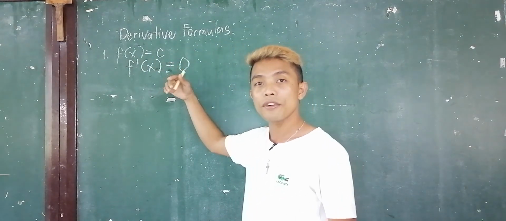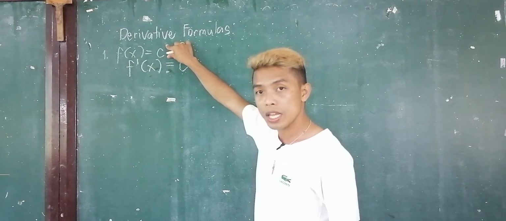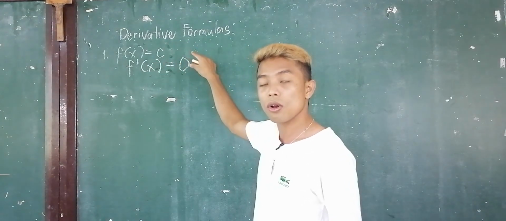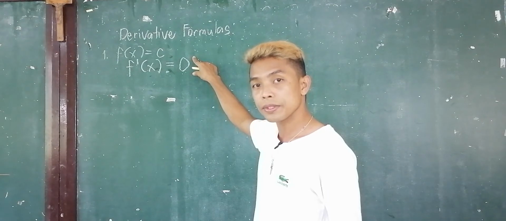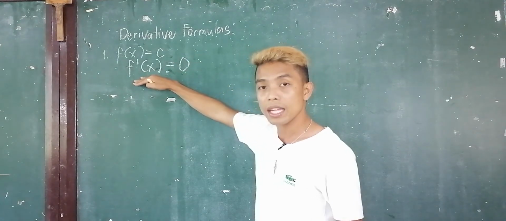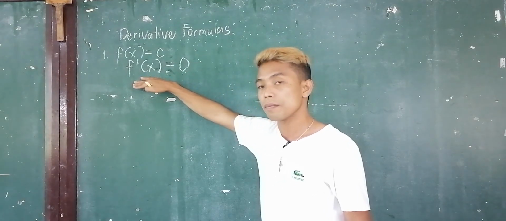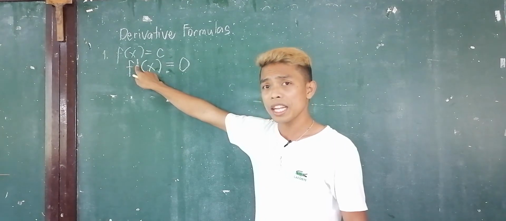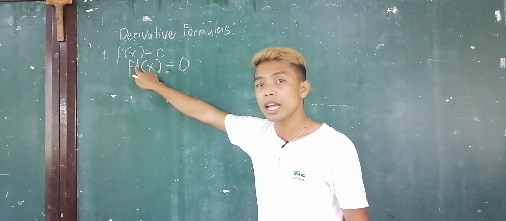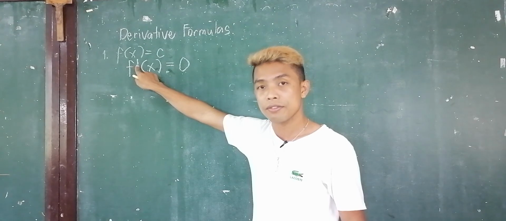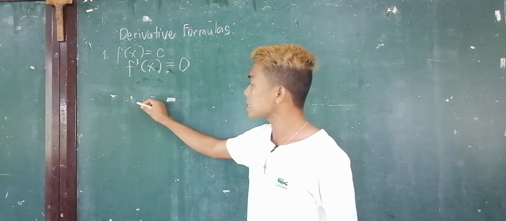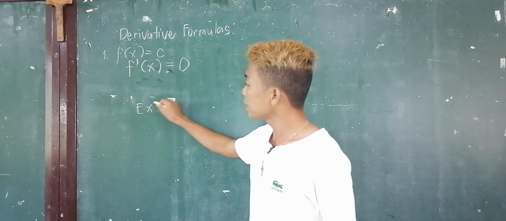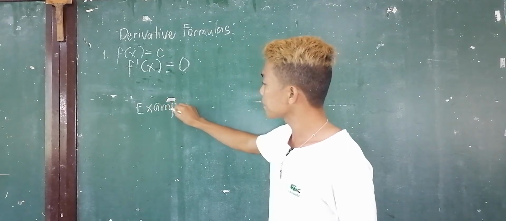Meaning, whatever is the given value for c, the derivative is always 0. Okay? That is, f prime of x is equal to 0. Yung, yan nakikita nyo yung f prime, that is the symbol for derivative. What are the examples? Let's have these examples.